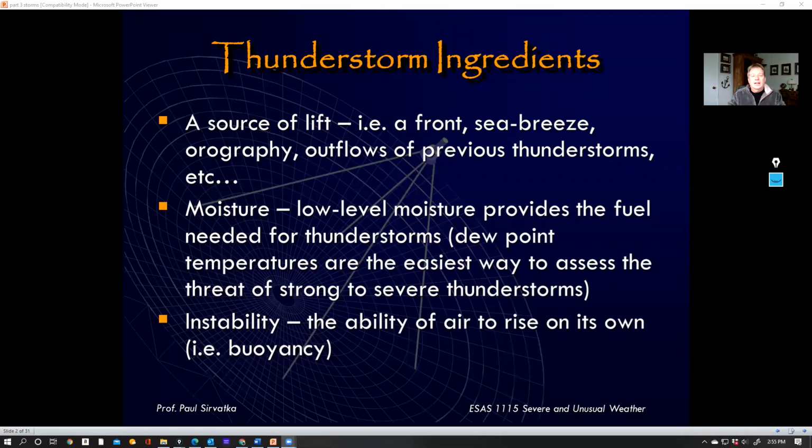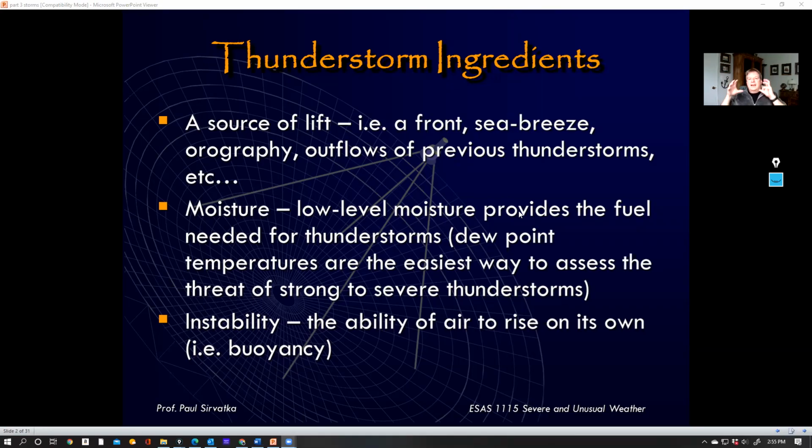That would help. So here's the thunderstorm ingredients. We need a source of lift, we need moisture, and we need instability. So once again, just a reminder: lift, moisture, instability. Those are always the three ingredients we need for thunderstorms.